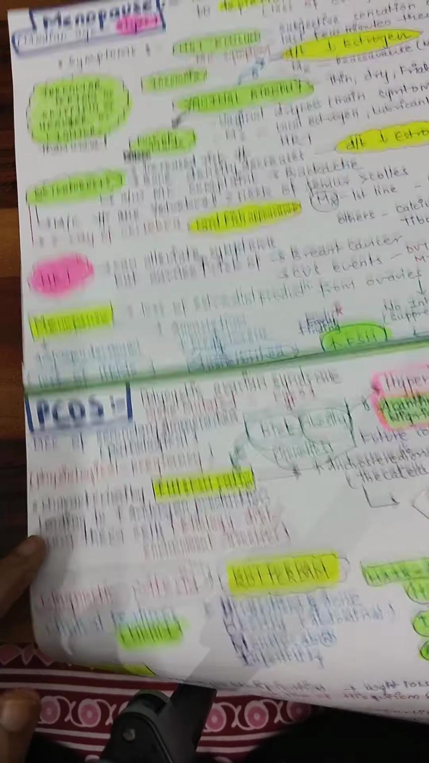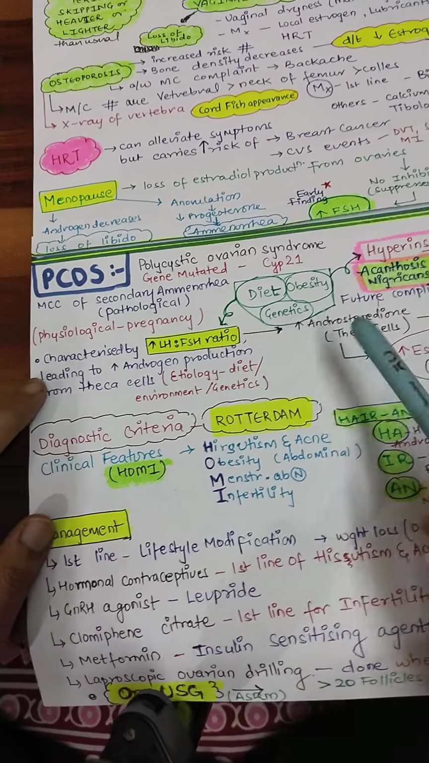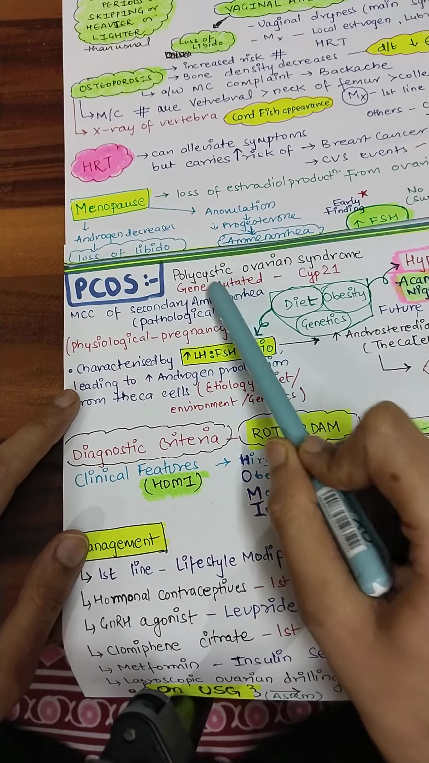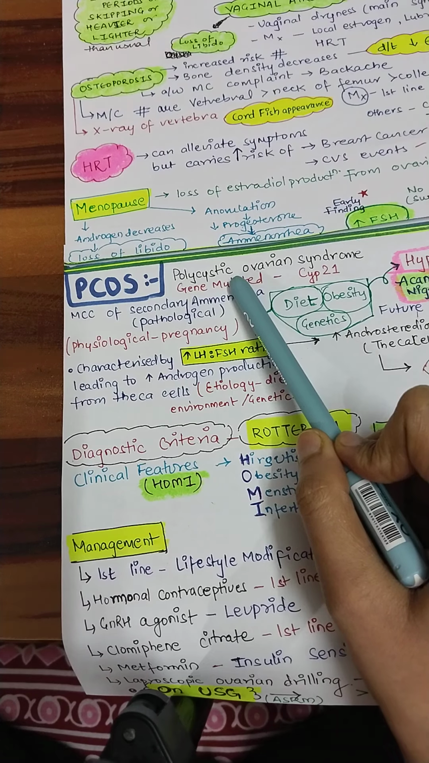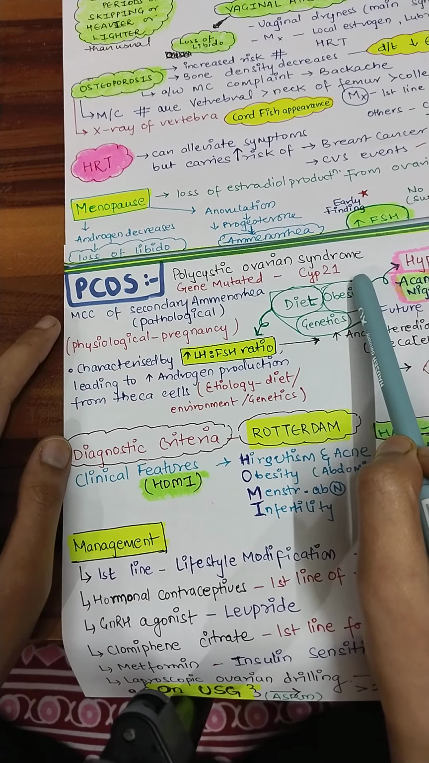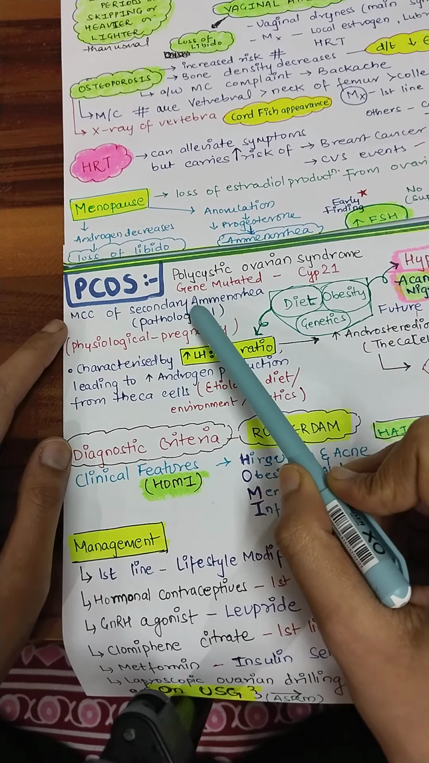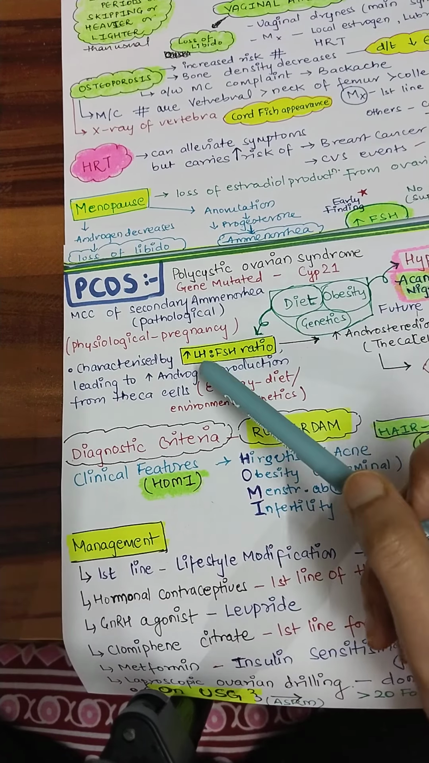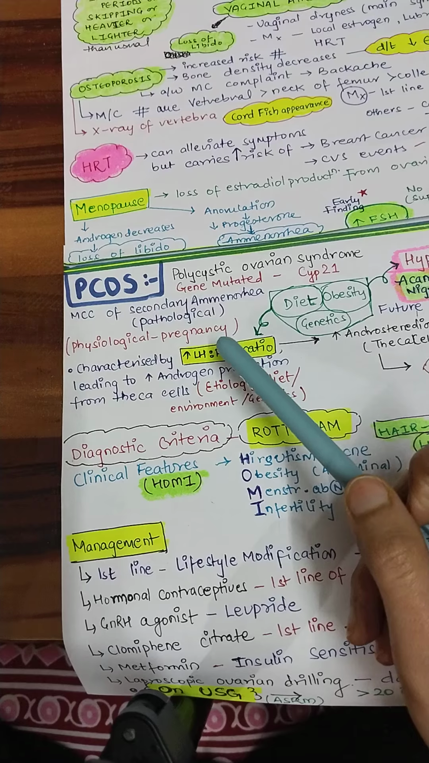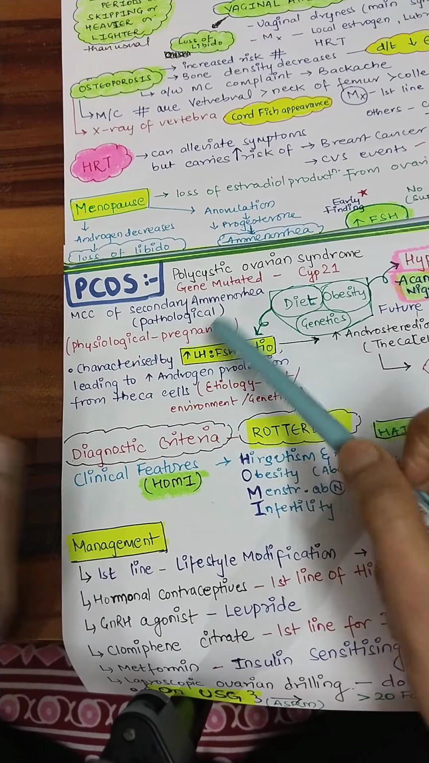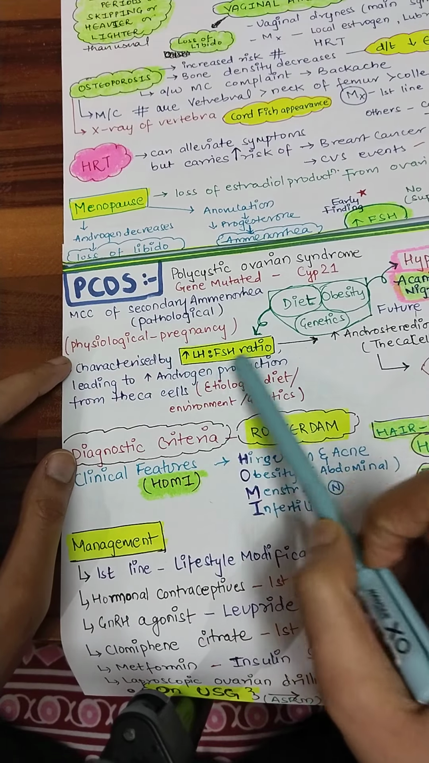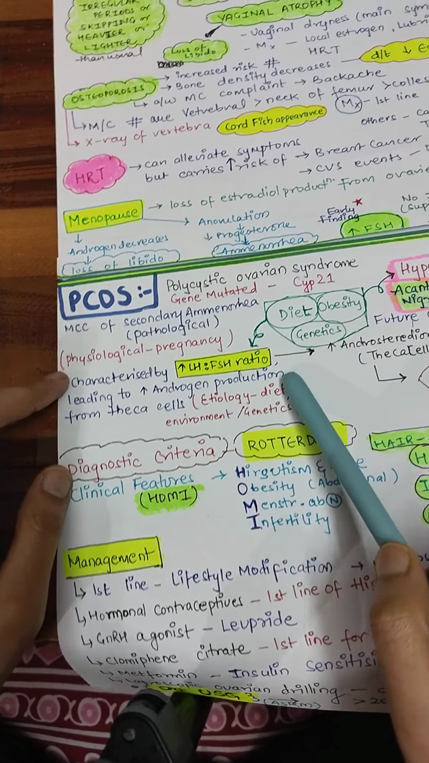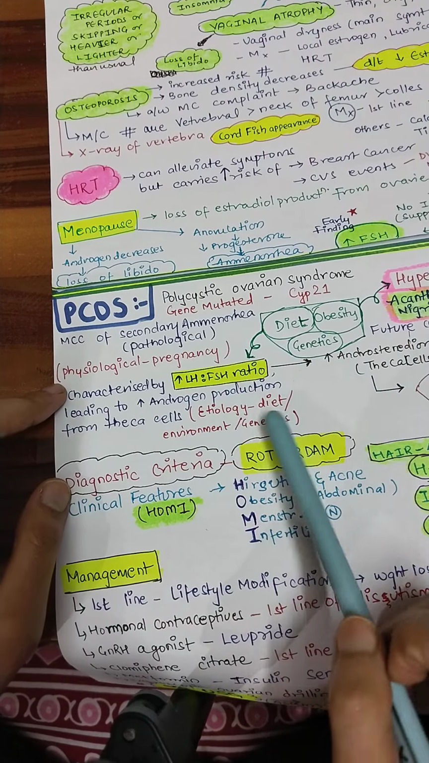So, let's just start. PCOS is polycystic ovarian syndrome. If a genetic association is there, the most common gene mutation is CYP21. It is the most common pathological cause of secondary amenorrhea, because the most common physiological cause of secondary amenorrhea is pregnancy. It is characterized by increased LH:FSH ratio, leading to increased androgen production and increased theca cells.